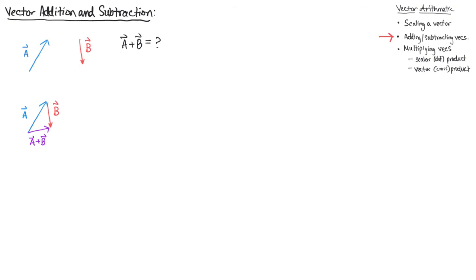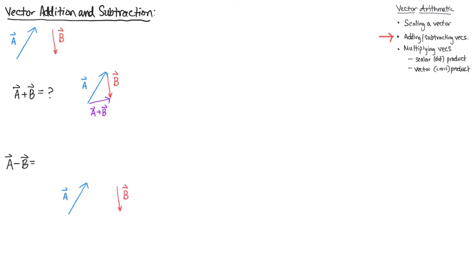So in other words, if you start here at the beginning of A, you march along A, and then you continue along B, and you end up at this point. Well, you could have also gotten there just by going along the purple path. So A plus B is represented by this purple vector. Well, then how about vector subtraction, A minus B?